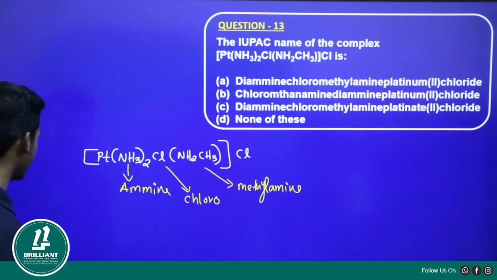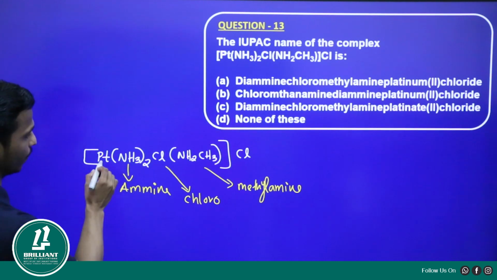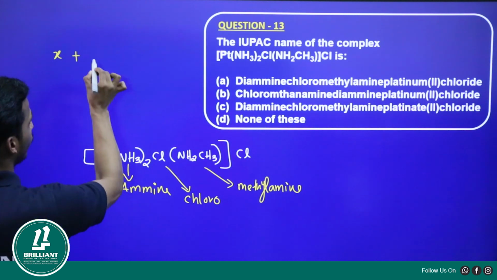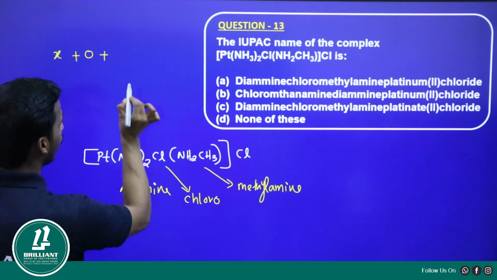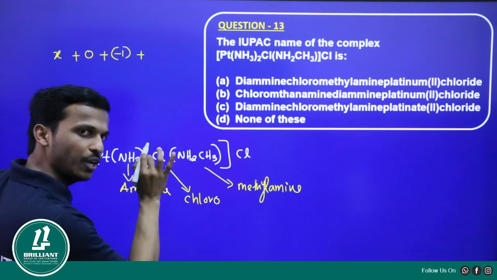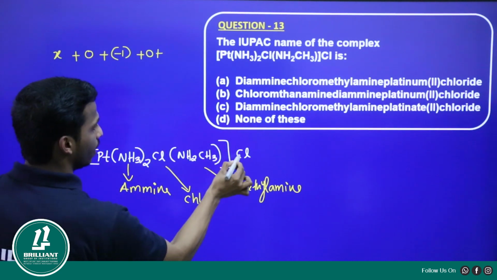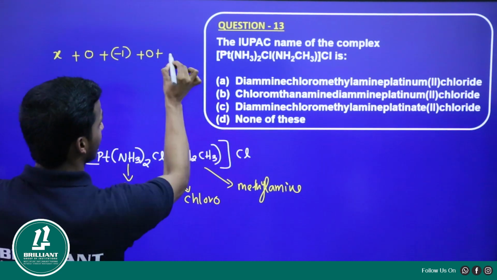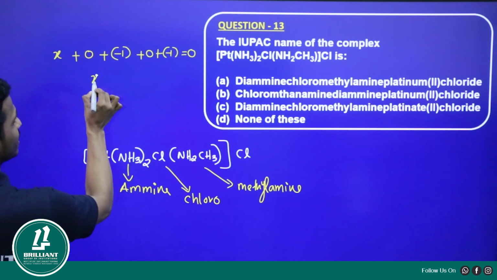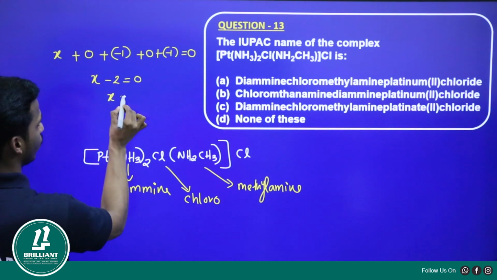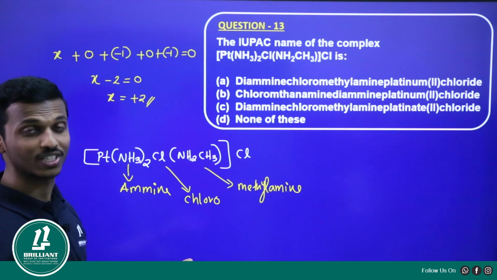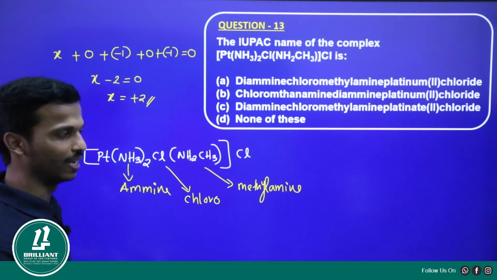Okay, let's find the oxidation state of the central metal atom also. What is the central metal atom? Platinum. Suppose we don't know, x plus. Amine is a neutral ligand, 0. Chlorine, -1. NH2CH3, methylamine, is also a neutral ligand, 0. The counter ion Cl is there, its charge is also -1. Overall charge is 0. So you will get x minus 2 is equal to 0, x is equal to plus 2. So this is the oxidation state of platinum. Oxidation state is needed while writing the IUPAC name, right?